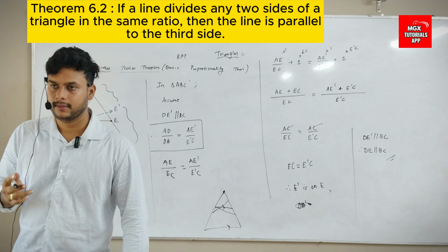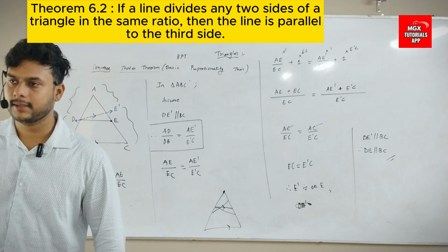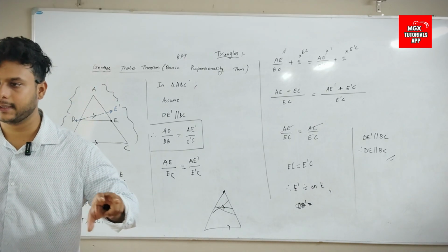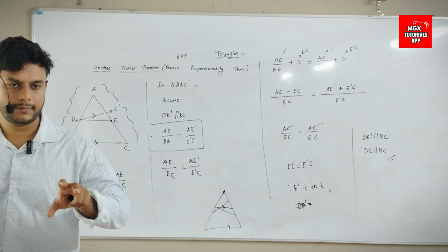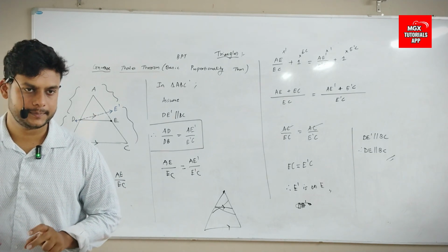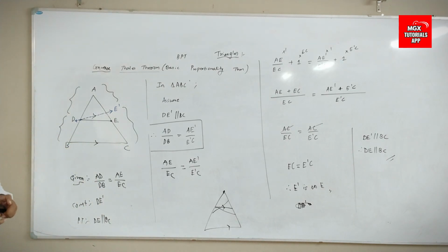First theorem: lines are parallel, we proved basic proportionality theorem. Second theorem: basic proportionality is there, we proved lines are parallel. Any doubts? Take it.